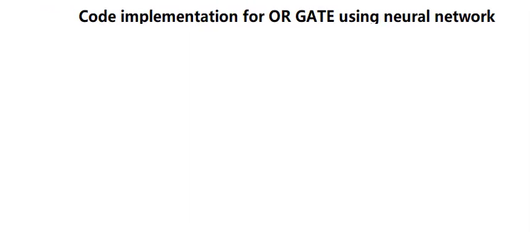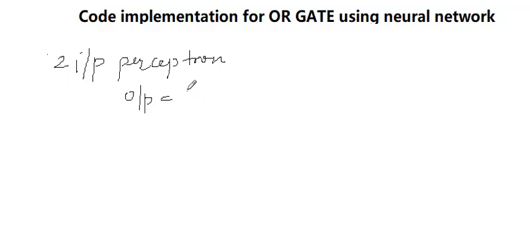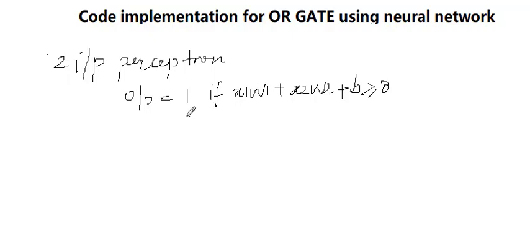Hi all, now let's see the code implementation for OR gate using this neural network. Now we know that for the perceptron with two inputs, so here I am saying two input perceptron, my output equation is something like: output is 1 when x1 w1 plus x2 w2 plus my bias becomes greater than or equal to 0, or else we get output as 0.